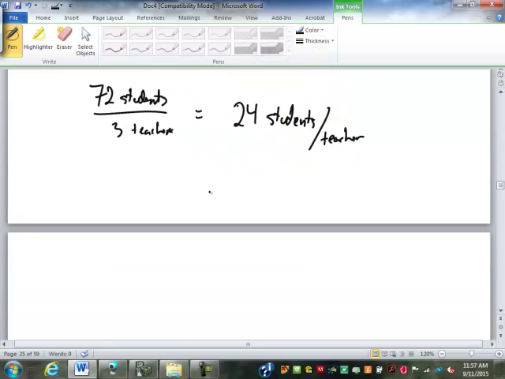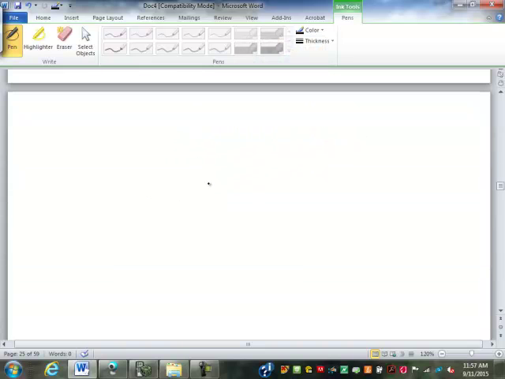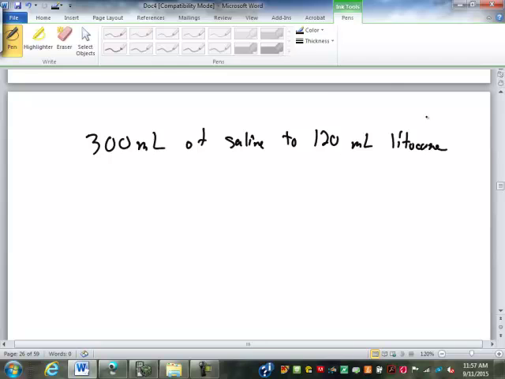You might be looking at a medication that you're going to constitute. It might say you're going to mix it 300 milliliters of saline to 120 milliliters of lidocaine. This is a ratio of 300 milliliters to 120. Notice again, they have the same unit, milliliters. Both of those can be divided by 60, giving us a 5:2 ratio of saline to lidocaine.